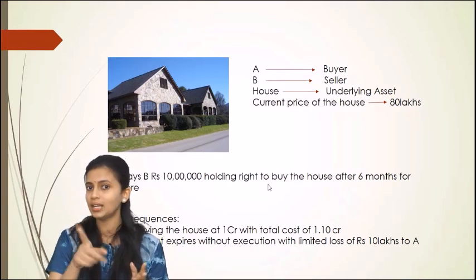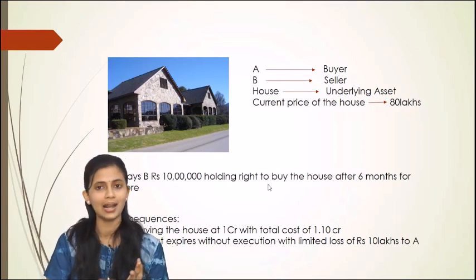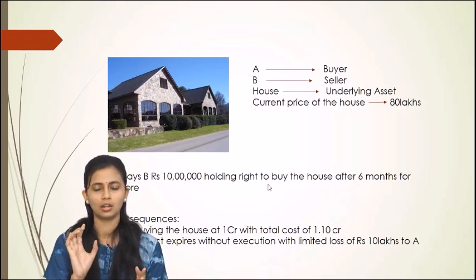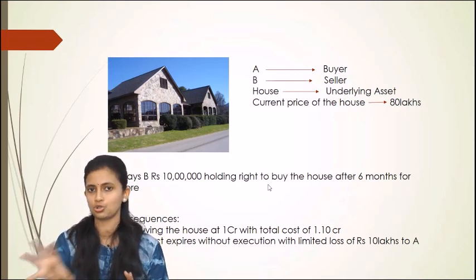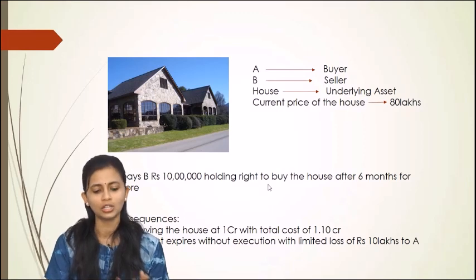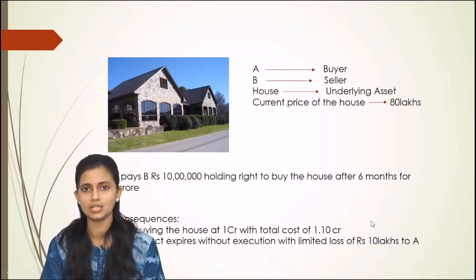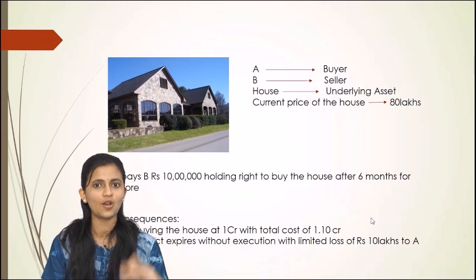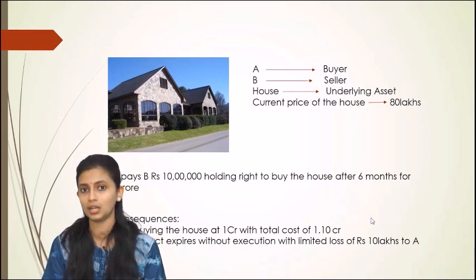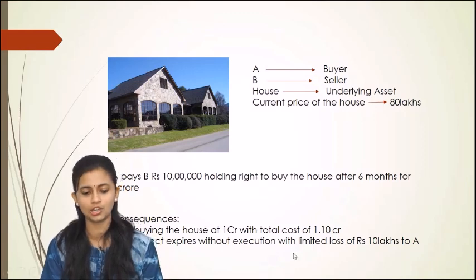In addition to that, he has paid 10 lakhs. Now 10 lakhs is not included in that 1 crore. The 10 lakhs, the down payment or the payment initially made, is just to reserve the right. So the total cost of A is 1.10 crore. The value of that house after 6 months is coming to 1.3 crore. So he'll make a 20 lakhs profit there. That's why he will execute the contract.